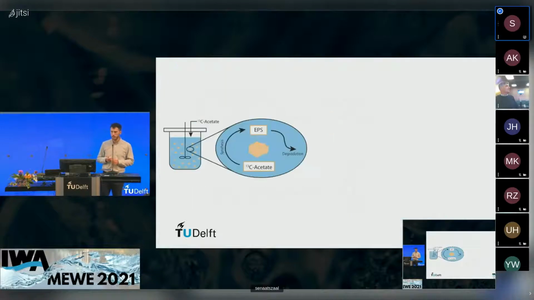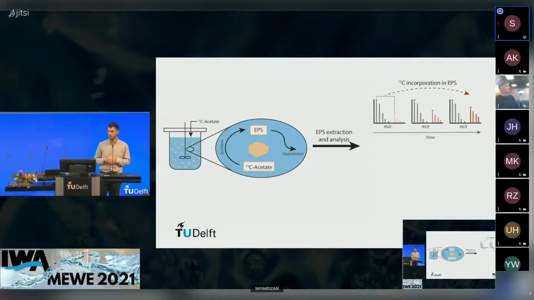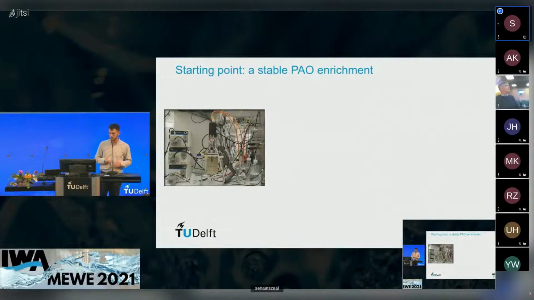The approach that we followed was to have a lab-scale EBPR system that, once we reached a stable state, was fed only with acetate, so we switched to fully labeled acetate. In that way, everything produced from then on would incorporate this label. Then we took samples after each of the cycles during one SRT, extracted the extracellular polymers and analyzed them through mass spectrometry, to see the incorporation of the 13C label over time and check the dynamics of that.